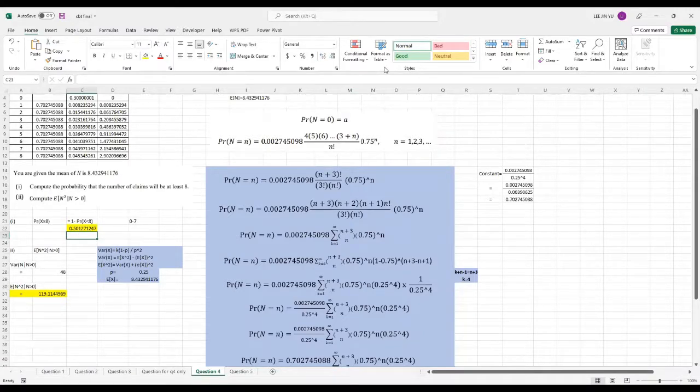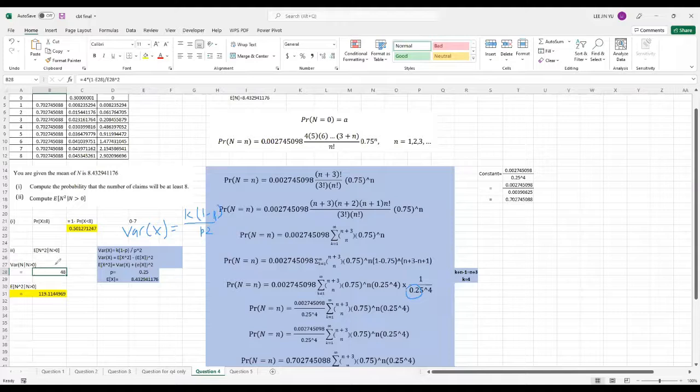And for question 2, we need to find the expected value of n squared given n bigger than 0. First, we need to know the equation for the variance of the negative binomial. It's k multiplied by p, 1 minus p, divided by p squared. So what is the p? P is here, 0.25. We substitute it into the formula. We find that it's 4 multiplied by 1 minus 0.25 divided by 0.25 squared. So we calculated the variance. The variance is 48.